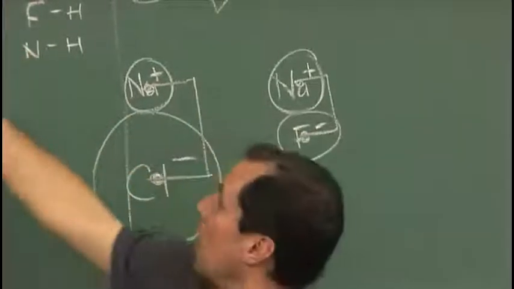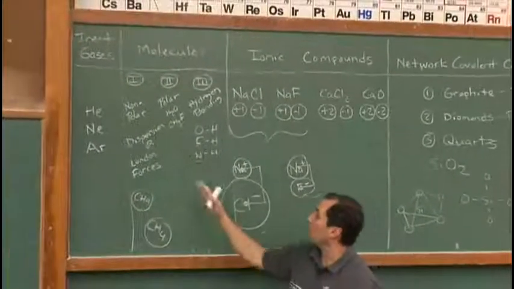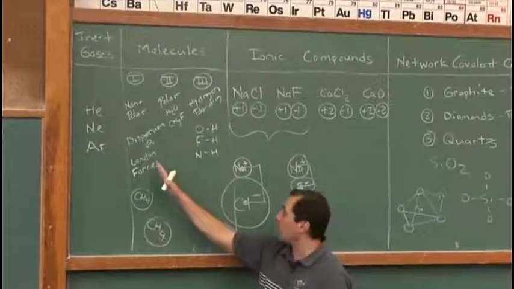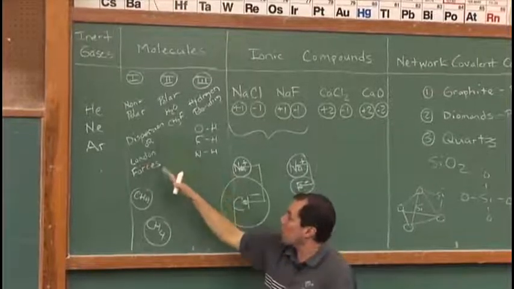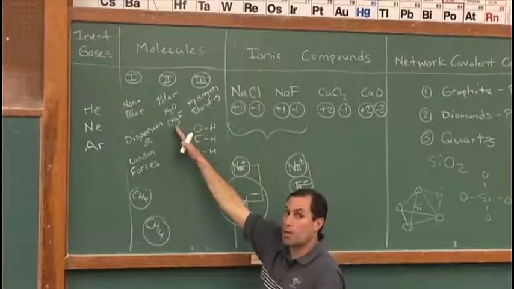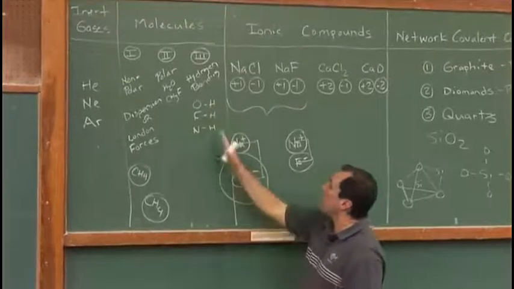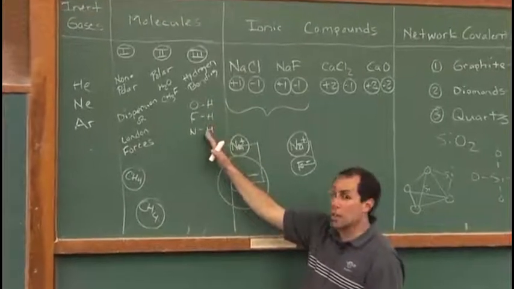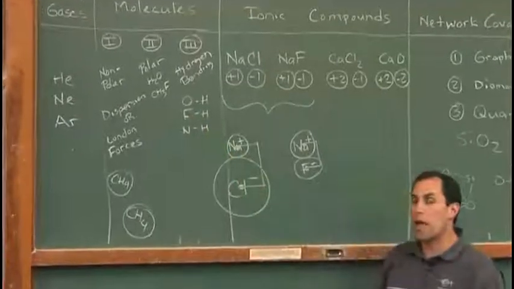Inert gases, type 1, type 2, type 3 interactions. We call these intermolecular forces, forces between the molecules. Nonpolar gives us dispersion, also known as London forces. Polar are stronger, higher melting points. Hydrogen bonding are the strongest out of these. Hydrogen bonding gives us the strongest intermolecular force and is present with oxygen, fluorine, or nitrogen if we have a hydrogen bonded to it.